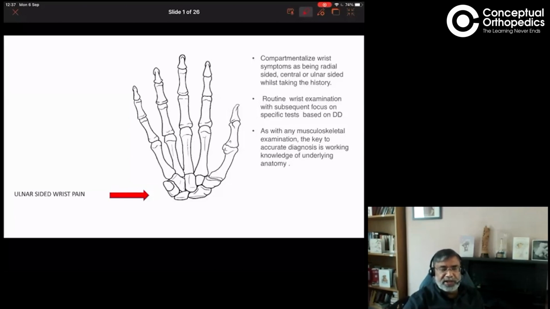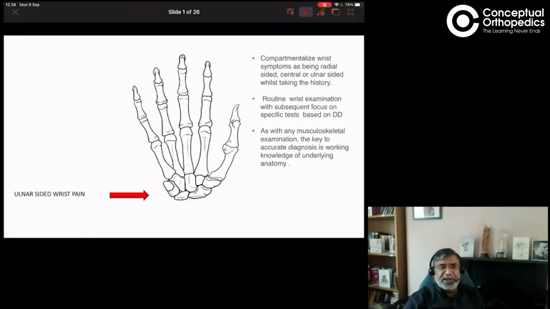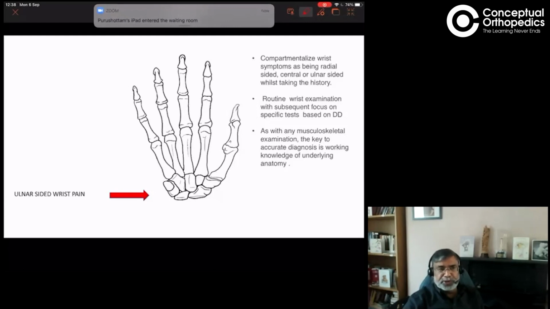And very quickly, as you're doing your routine examination, you have to come to in your mind a kind of differential diagnosis because there are so many causes of wrist pain on both ulnar side, radial side, central wrist that for an MS exam, the examiner would like you to do a specific test having something in differential diagnosis to come to a diagnosis of that particular pathology. So it is not like your MBBS exam where you do exactly same for every case.